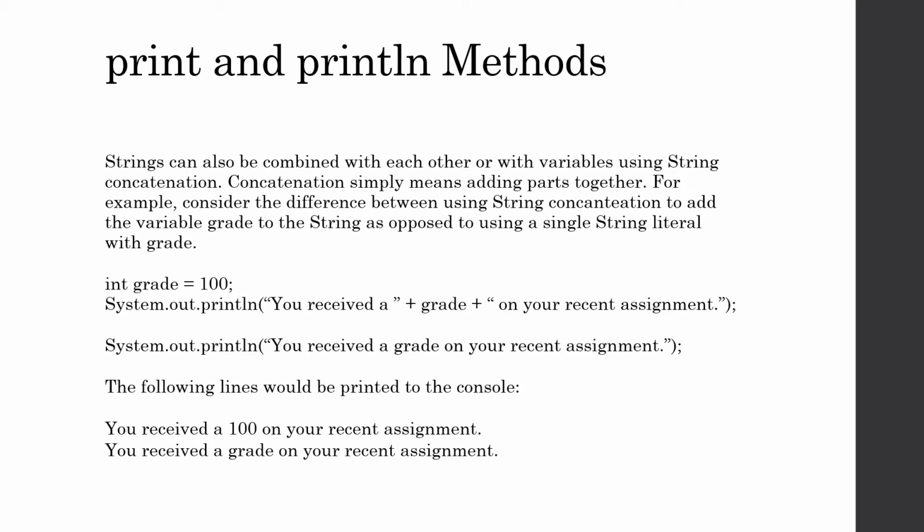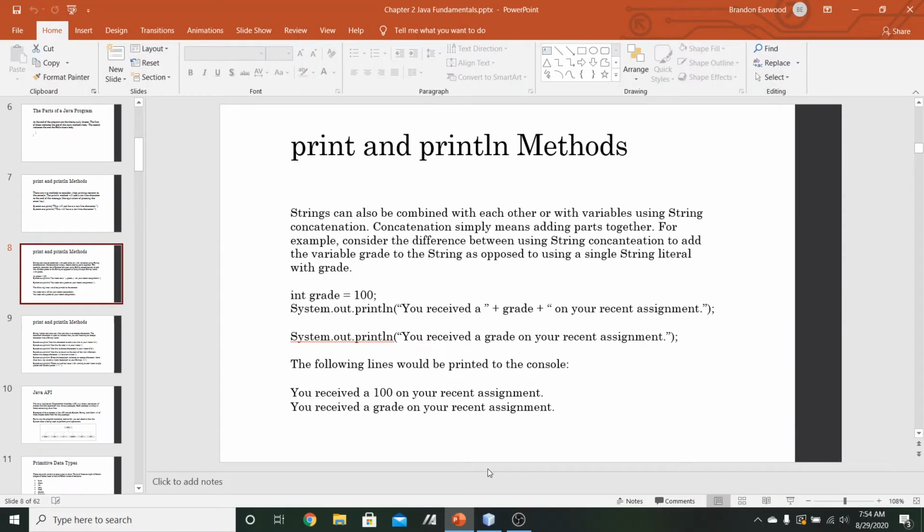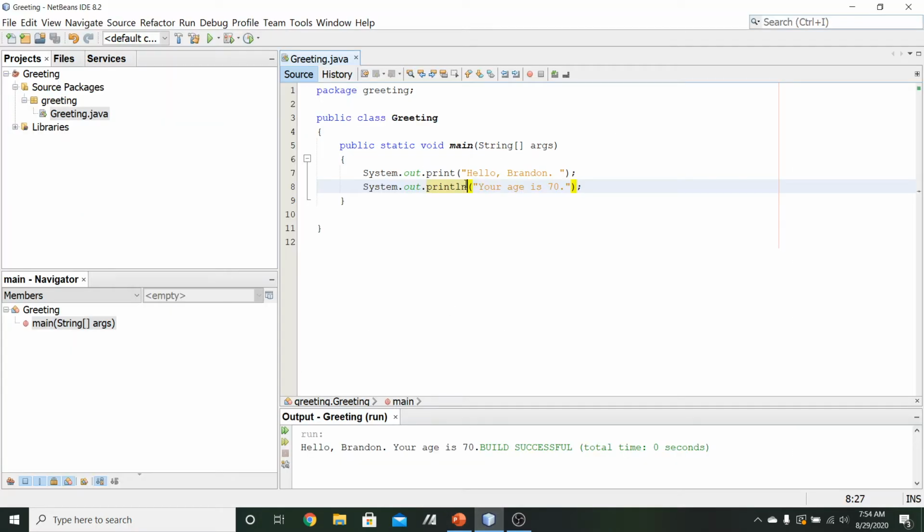We're going to contrast that with this other statement where we have system.out.println, and then we just say "you received a grade on your recent assignment", but we don't use string concatenation. It's just one long string literal. And then we can also see what the output for each of those is going to look like. With the first statement, we get the sentence, "you received a 100 on your recent assignment", because it's going to use the value in our grade variable. Whereas with the second one, it's just going to print the literal word grade, since that's what we put into that string literal. So go ahead and minimize this, and we'll take a look at our program.